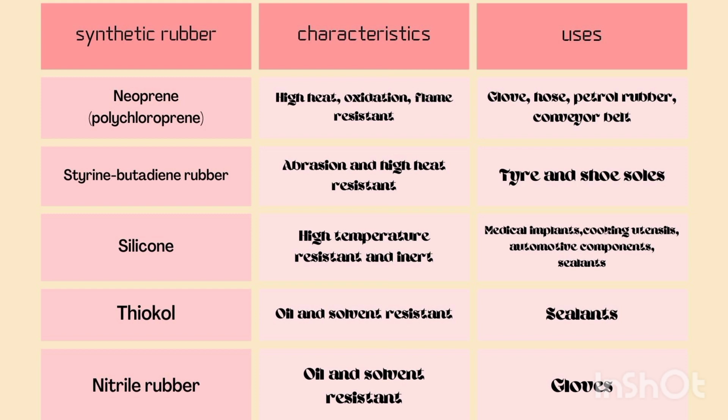These are the synthetic rubber characteristics and uses. Synthetic rubber can produce a lot of products like tires, gloves, medical implants, automotive components, hoses, and a lot more.